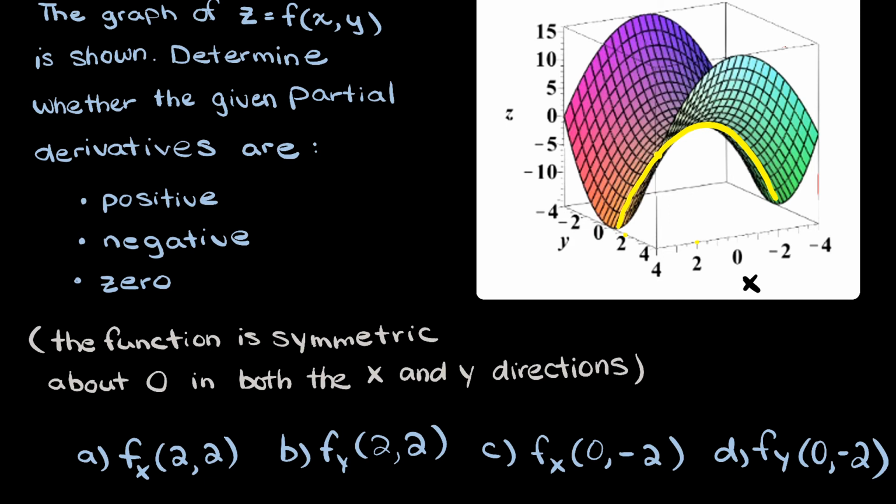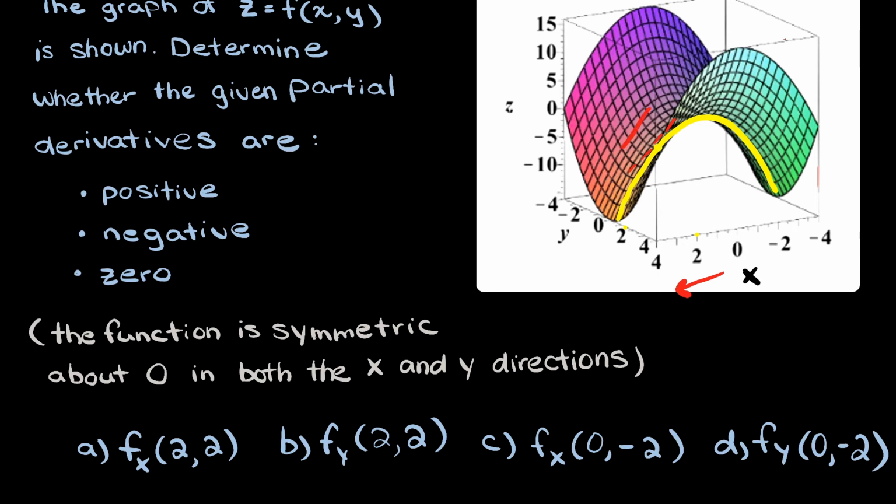Sorry, not there. I don't know why the arrow went there. What is it right around here? Okay, so let's draw our tangent line and try to visualize this. So something like that. Now you might think, to me anyways, I thought that's positive, but remember, the x positive direction is this way. So really we're going downhill.